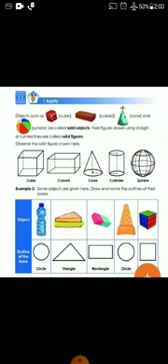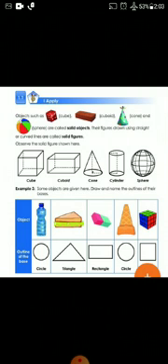Objects such as cube, cuboid, cone and sphere are called solid objects. This figure drawn using straight or curved lines are called solid figures. Observe the solid figures shown here. Cube, cuboid, cone, cylinder, sphere.